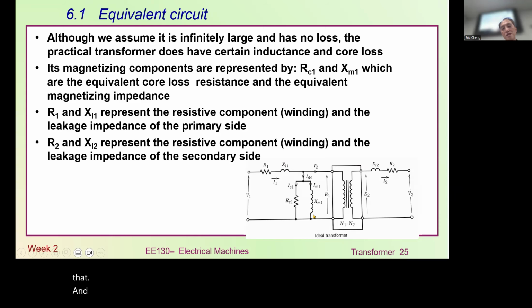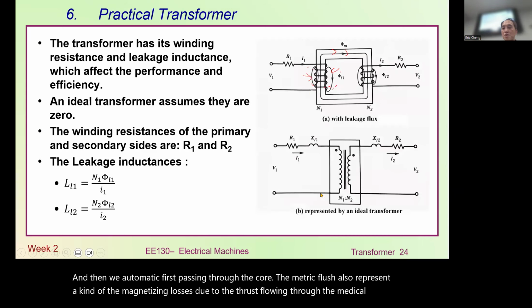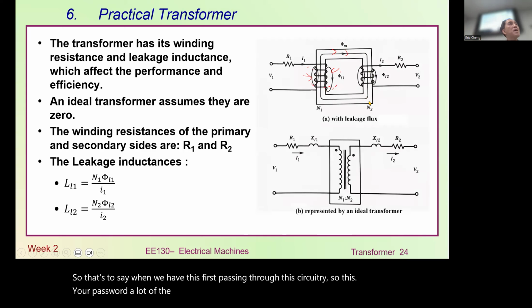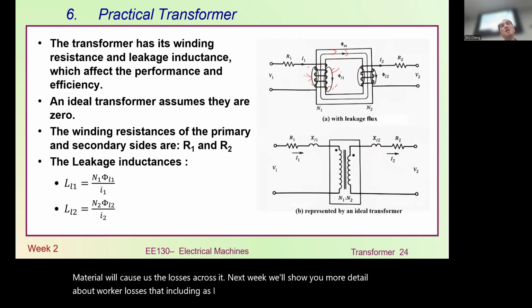And then we also have magnetic flux passing through the core. The magnetic flux also represents a kind of magnetizing loss due to the flux flowing through the magnetic core. So when this flux passes through the core, through a lot of magnetic dipole material, it causes losses. Of course, next week we will show you more detail about what kind of losses are included, as I mentioned, eddy current and also hysteresis losses.